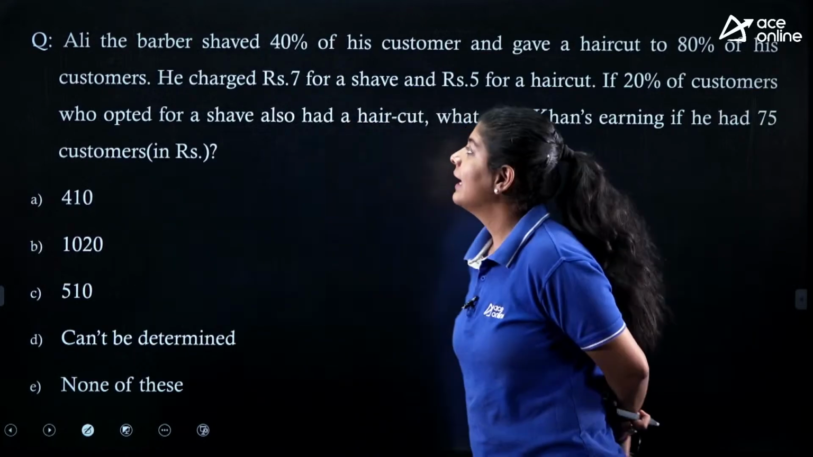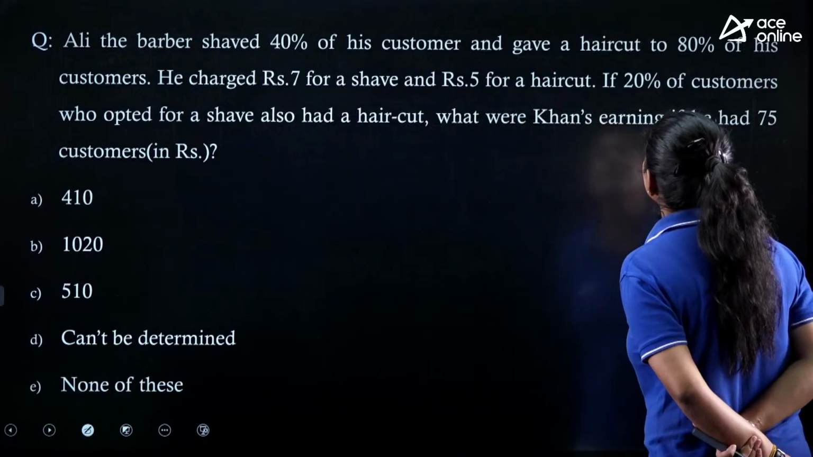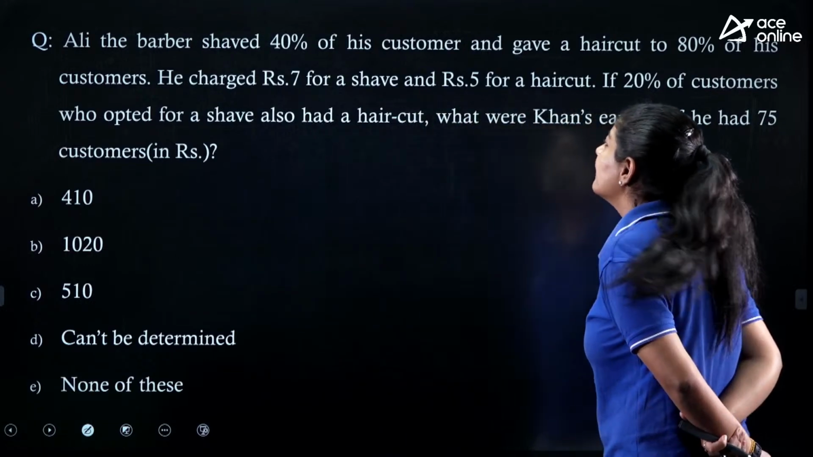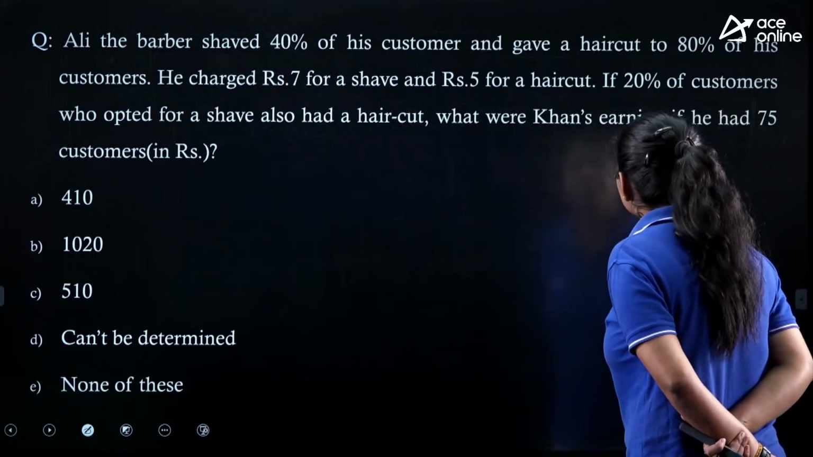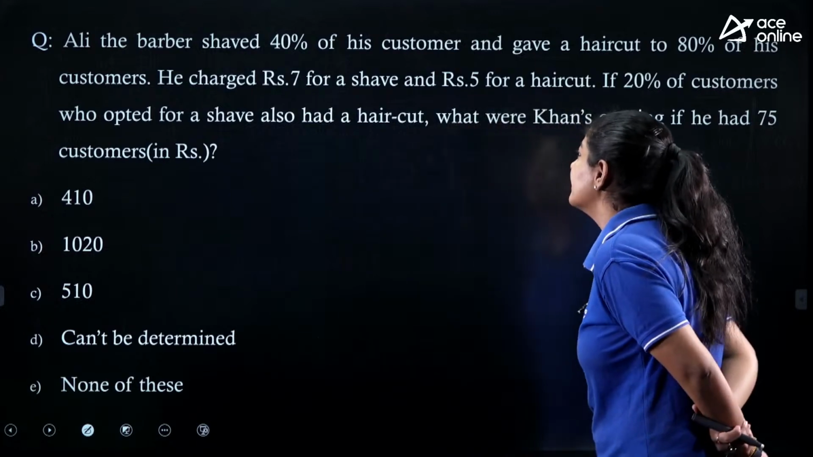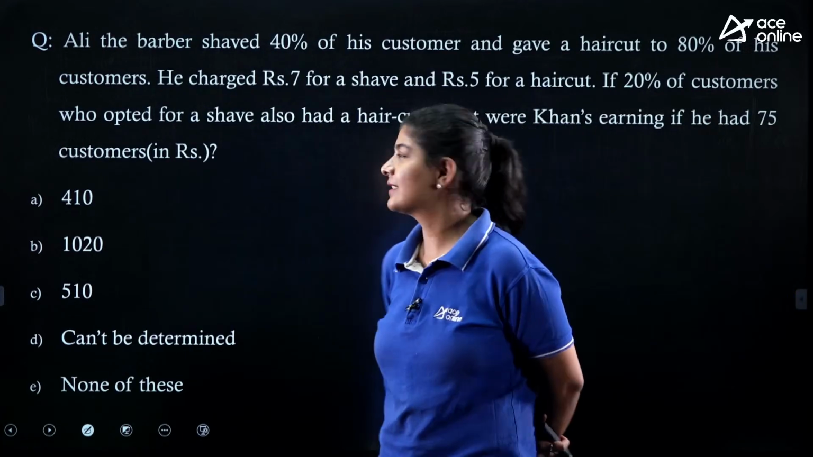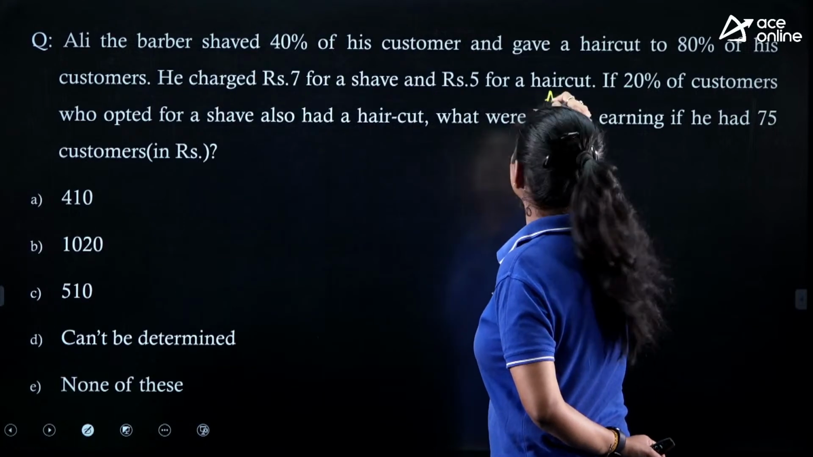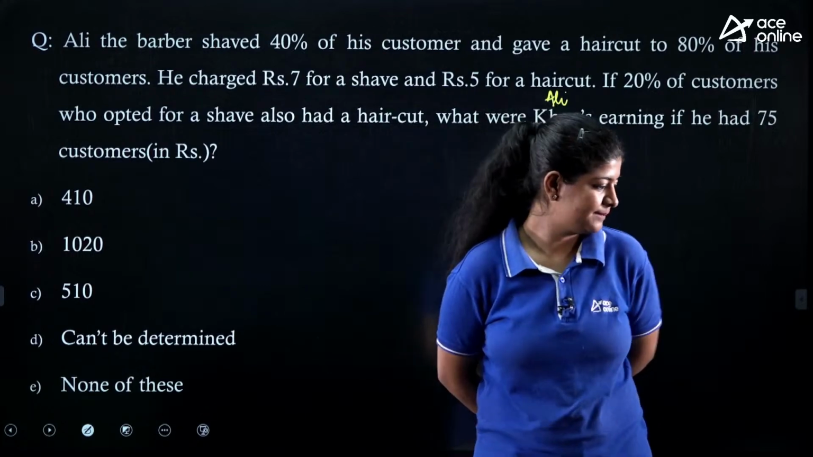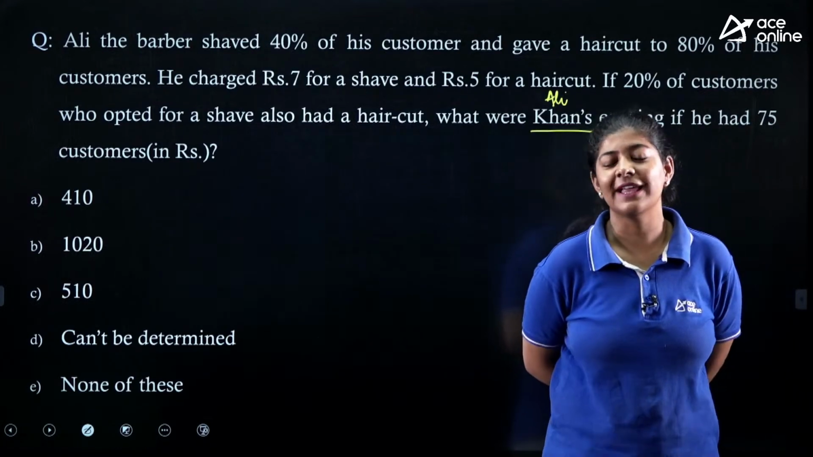The next question says that Ali the barber shaved 40% of his customers and gave a haircut to 80% of his customers. He charged rupees 7 for a shave and rupees 5 for a haircut. If 20% of the customers who opted for a shave also had a haircut, what were Ali's earnings if he had 75 customers? Khan's, or you can write it as Ali, right? We need to find out the earning of Ali. Again, it's also a very easy one. We simply need to multiply the values and we will get the answer.